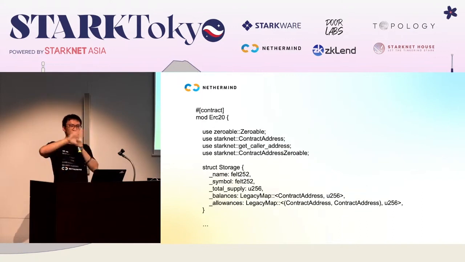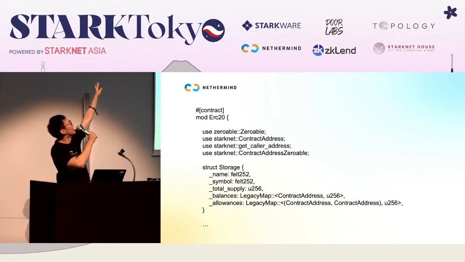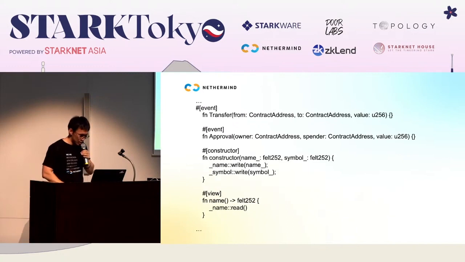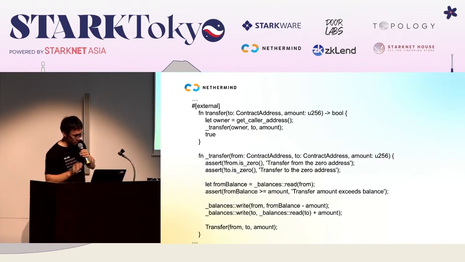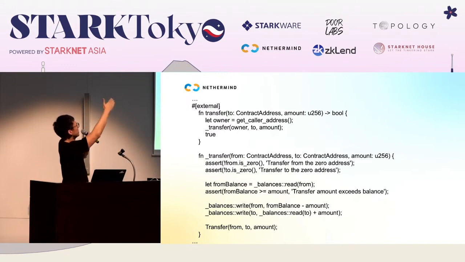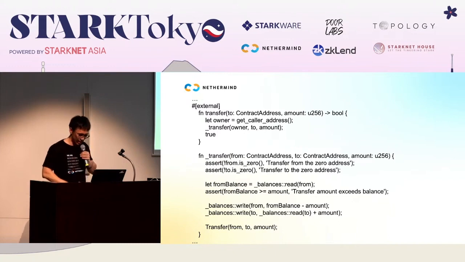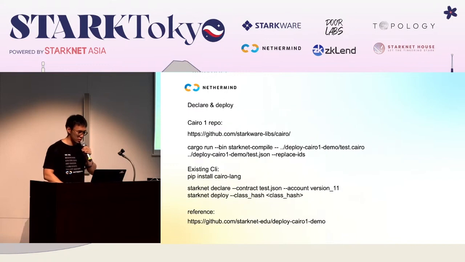And finally, if you have done all those steps, this is roughly how the contract will look like. Your contract header, the contract macro, the contract body, the imports, the storage, the events, the constructors, the functions, the external function, the internal or private function. It looks like this. And obviously I did not include the entire code.